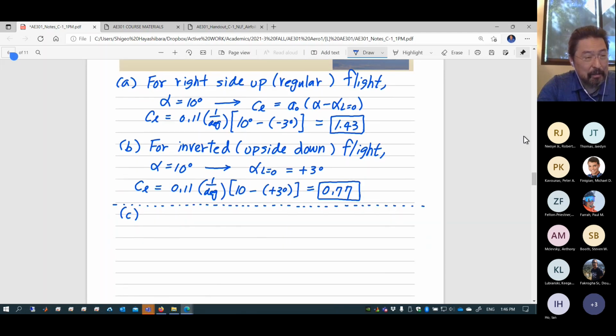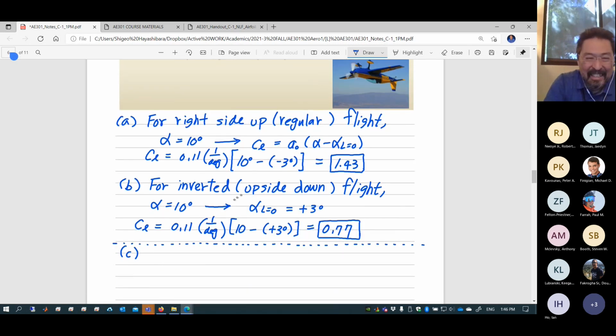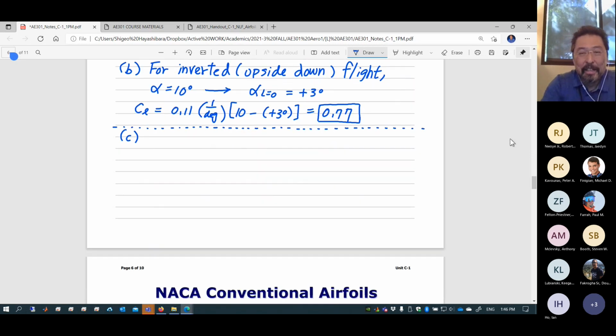I was going to say you need to be at an angle of attack of 20 degrees to achieve the same. Is that right or not? Okay, let's find out the exact value of angle of attack you need. So I'm going to keep using the same equation.